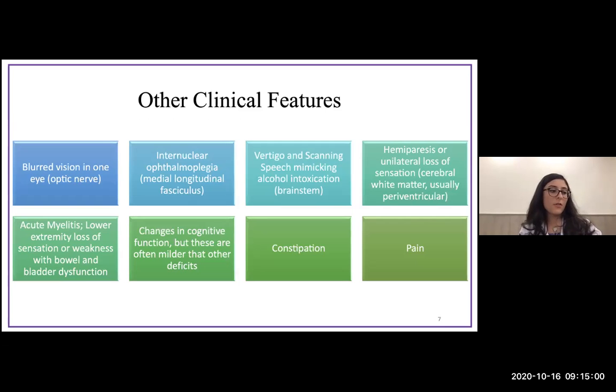And then, of course, there are other clinical features, such as blurred vision due to optic nerve demyelination, which may be in one eye or both eyes. Internuclear ophthalmoplegia: usually patients have difficulty moving their eye horizontally, but they don't have a problem converging their vision. They would have vertigo and scanning speech, hemiparesis and unilateral loss of sensation, acute myelitis with lower extremity loss of sensation and weakness of bowel and bladder function, changes in cognition, constipation, and pain.